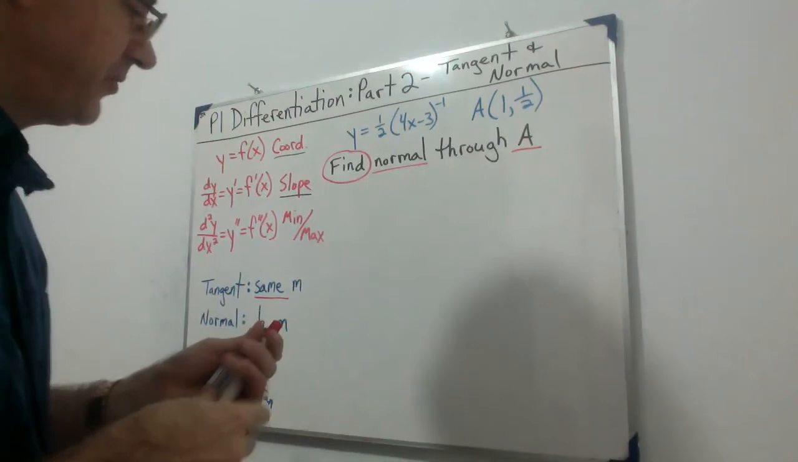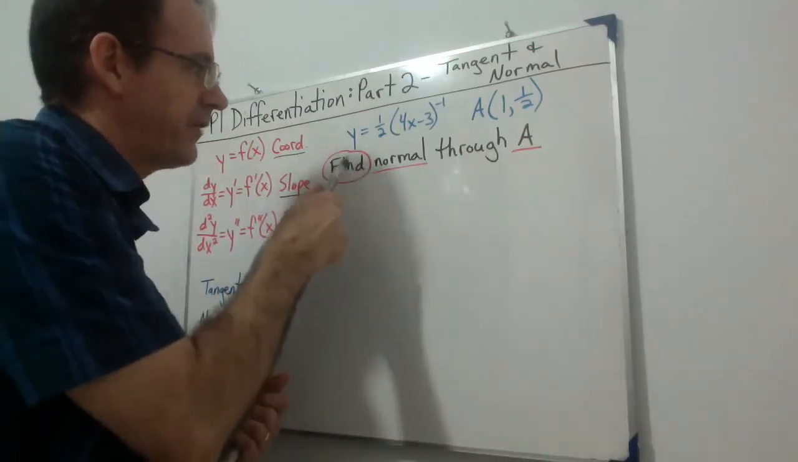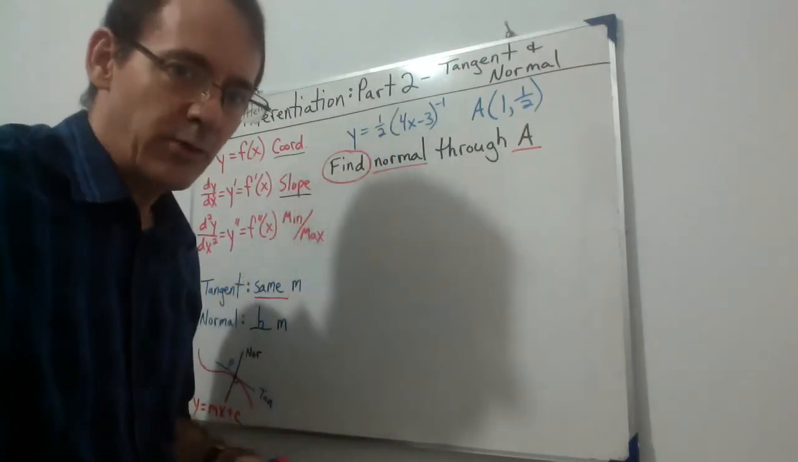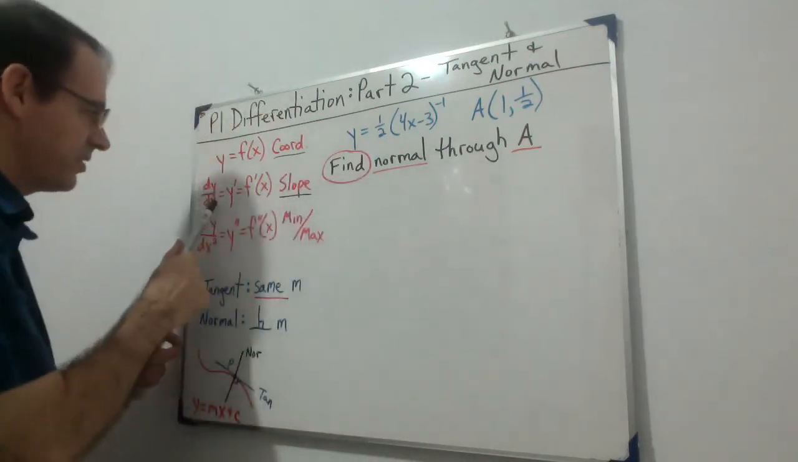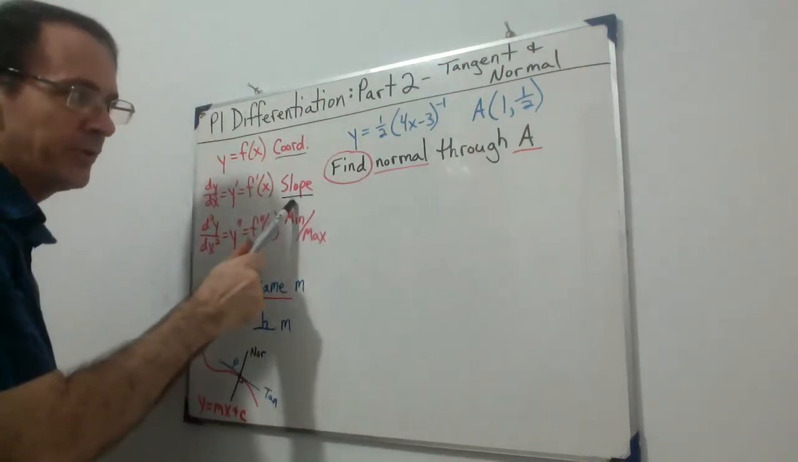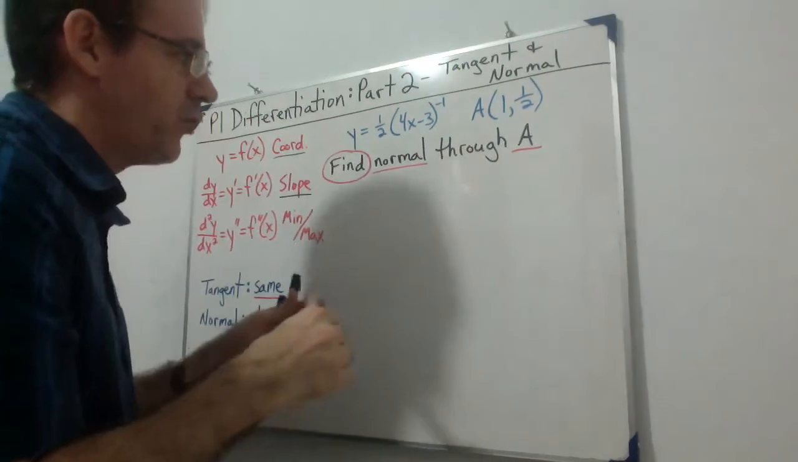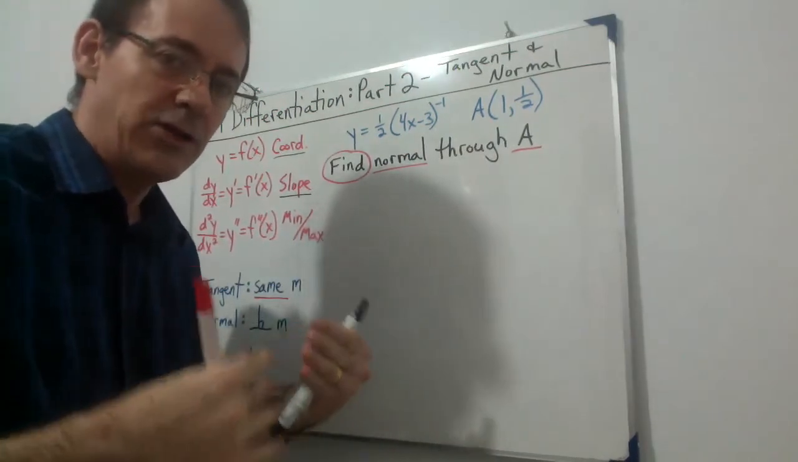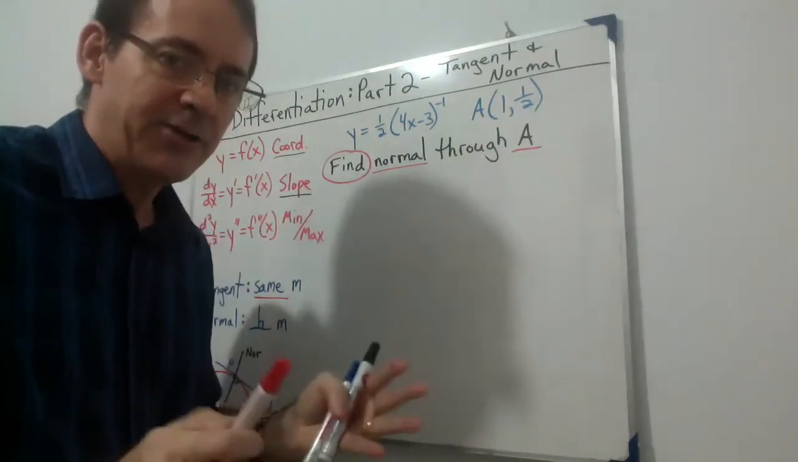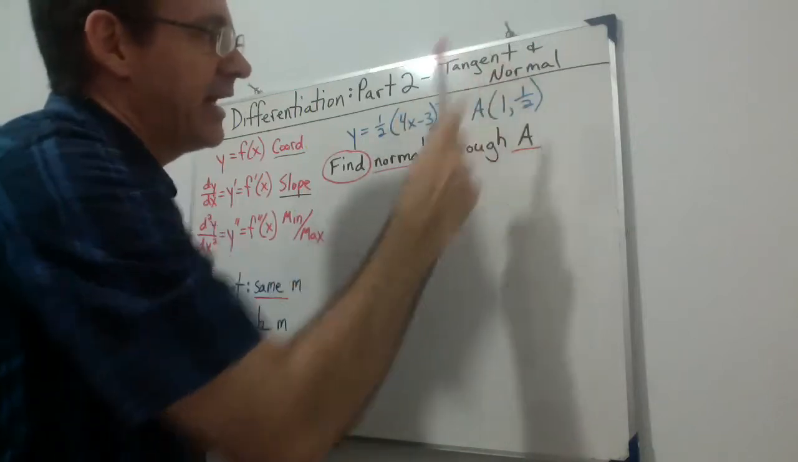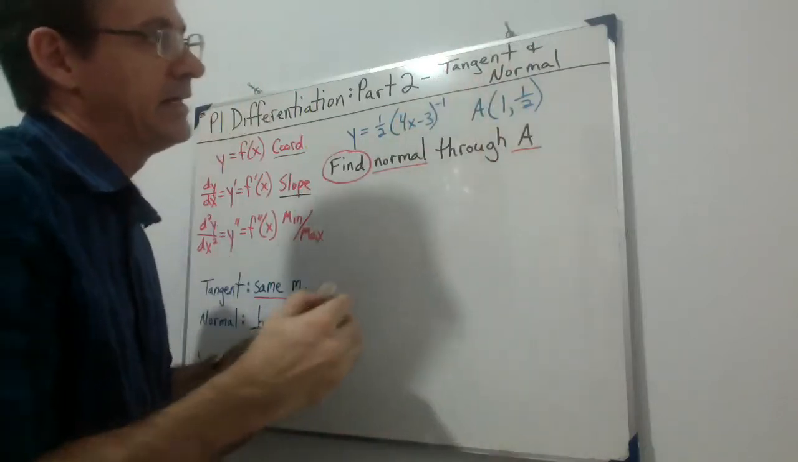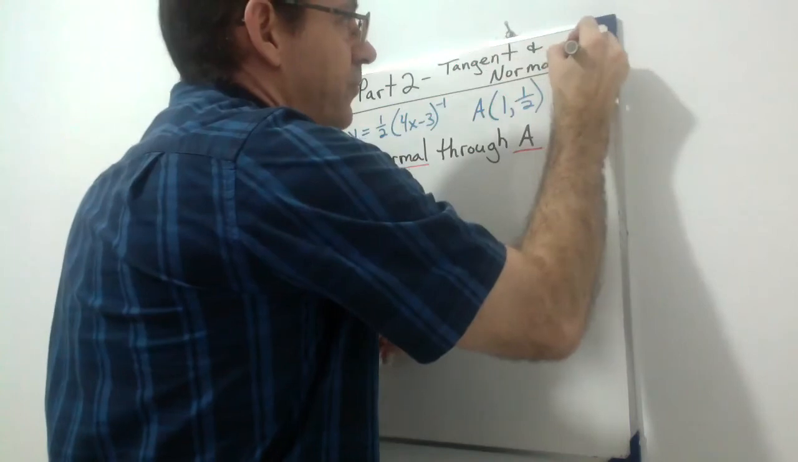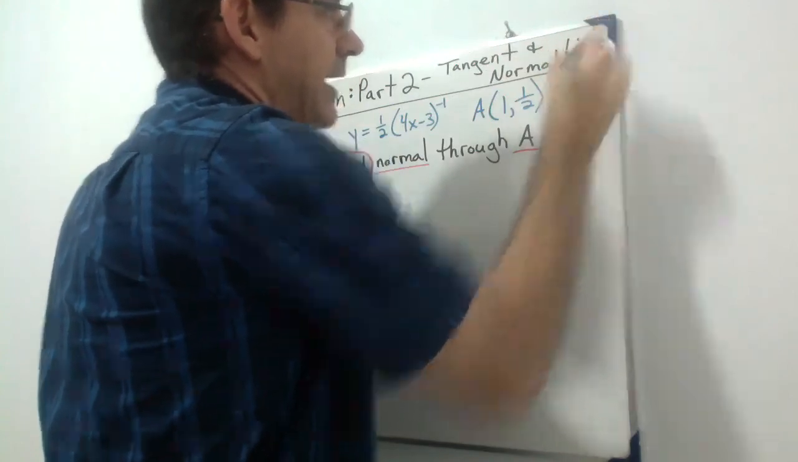So first thing we're going to want to do is find the derivative. Why do we want to find the derivative? Because the derivative gives us slope. So when we see normal, we know we're looking for a normal line. Again, remember, tangent and normal are lines. Maybe I need to put up for you here lines.